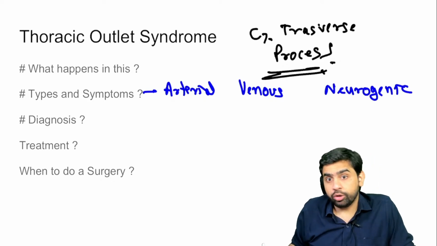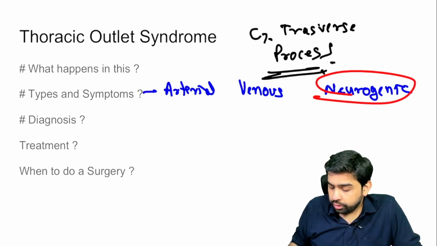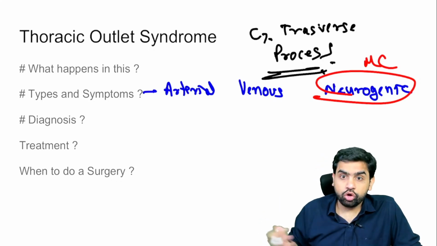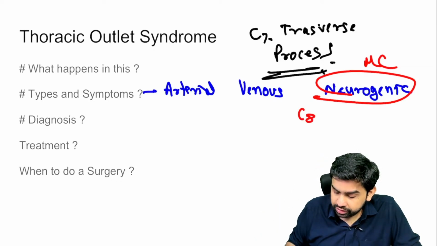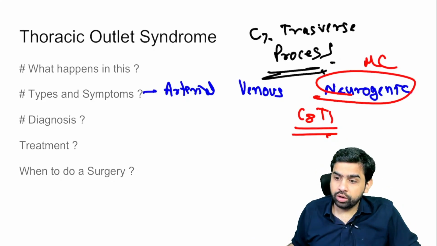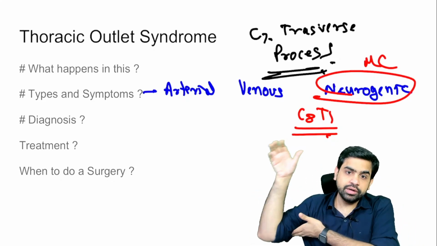Which is the most common out of all these things? Please try to understand. The neurogenic is the most common one, and in the neurogenic, the most common nerve root involved is C8T1. Okay, so the C8T1 nerve root is most commonly involved, and that is basically the ulnar nerve distribution.